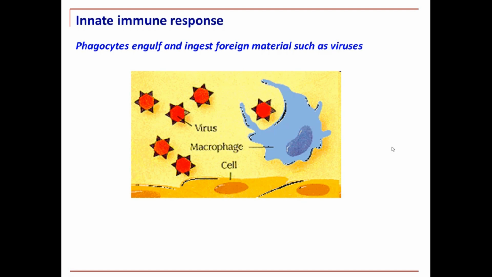Finally, last little one, you've got your phagocytes, and really very simply, these are your big cells that go around and engulf and ingest foreign materials such as viruses before degrading them within the phagosome, which is similar to a lysosome in another cell. So they basically degrade the viruses.